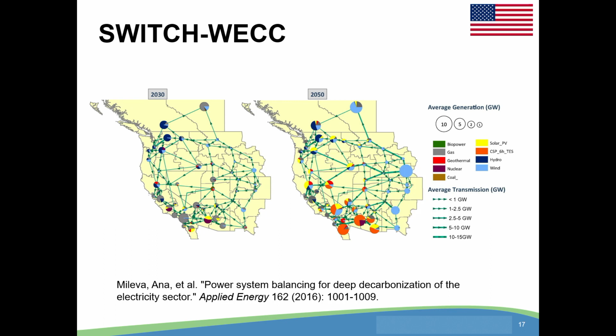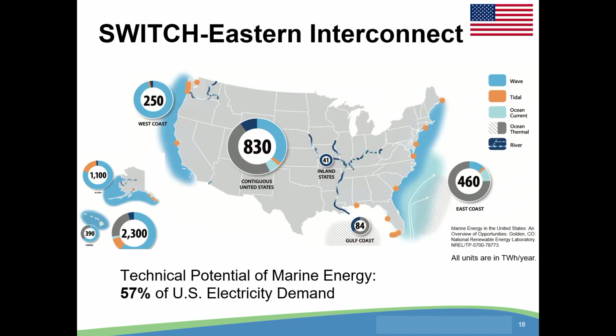So here you can notice that in the Southwest, there is currently a lot of natural gas, and over time that gets replaced with solar. And then in the center of the country, you'll see that there's a big growth in wind energy.